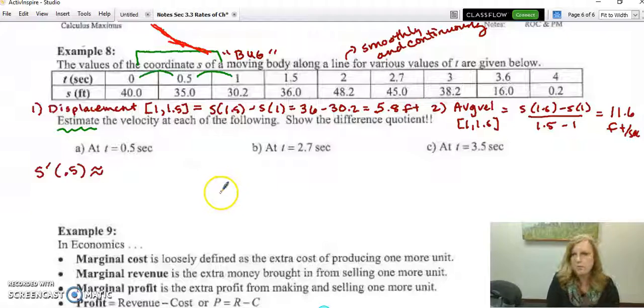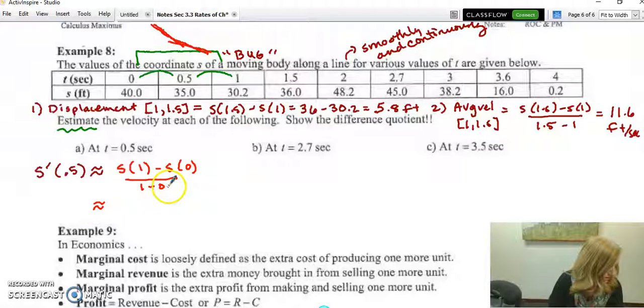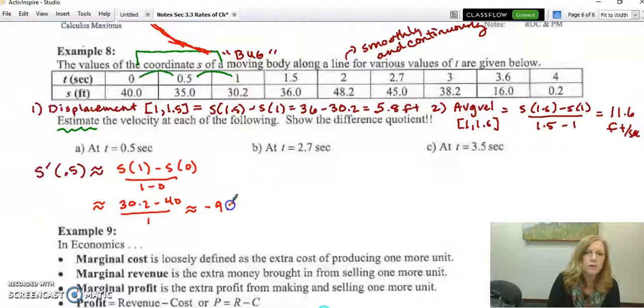I think for this one, I'm going to go ahead and just do the symmetric difference quotient. So you again show what you're going to do. I'm taking S of 1 minus S of 0 over 1 minus 0. And that's going to give me approximately, if I do 30.2 minus 40, usually you do go ahead and get it from the table over my 1, which is approximate. And we're assuming this is a calculator problem. So if it rounds, you would round. If it doesn't, you would just go ahead and get that. So it'd be negative 9.8 feet per second.